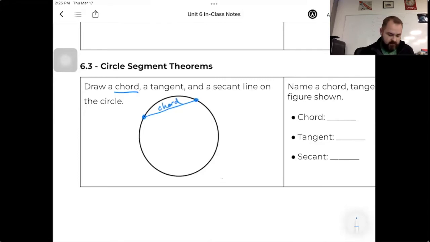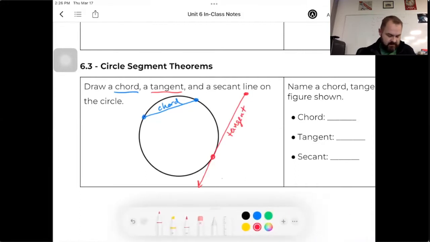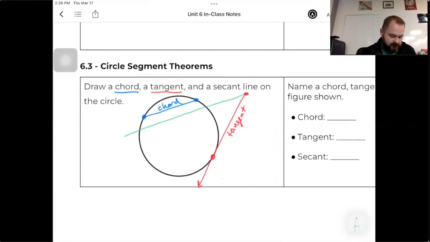And then we're going to look at what a tangent is. So I'll draw an example of a tangent. A tangent is a line or segment that intersects the circle at exactly one place. It could continue on outside the circle like that, but it never goes inside the circle. So this is a tangent. And then a secant is a line that goes through a circle twice, going inside and outside. So this is an example of a secant.